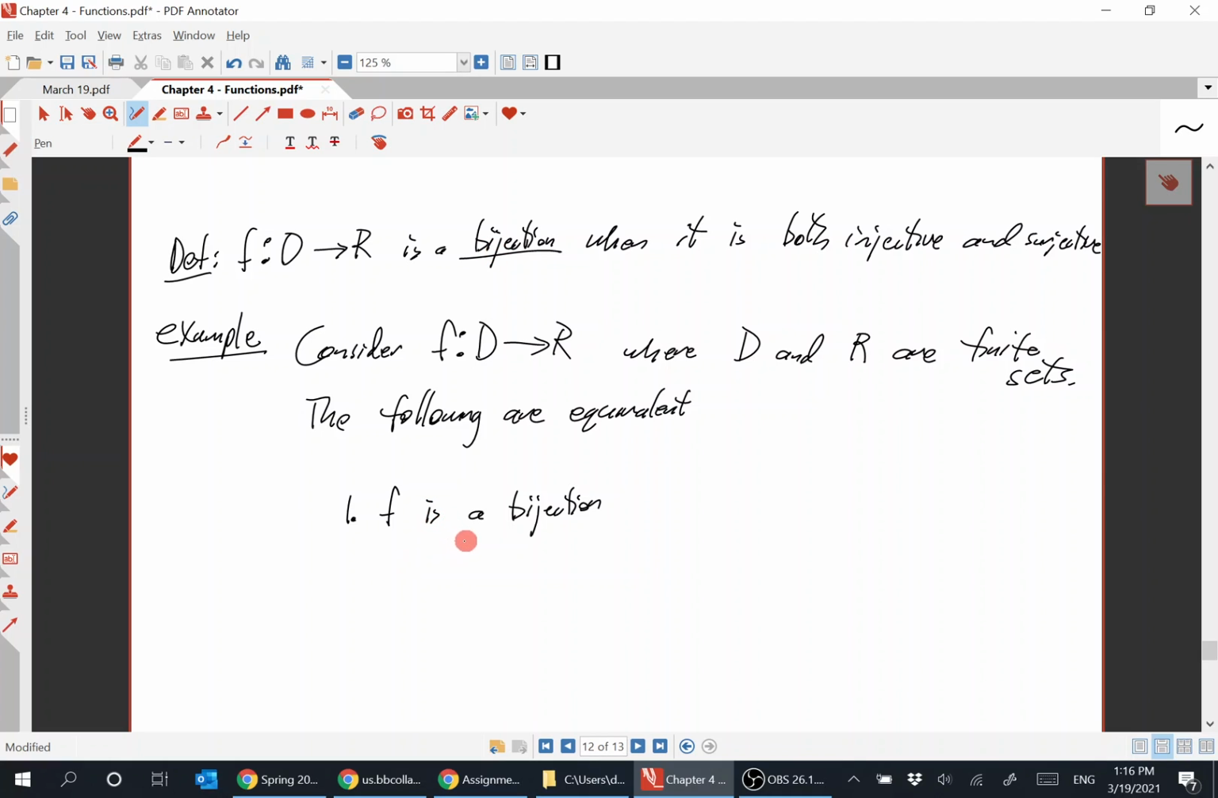So consider a function F from D to R, where D and R are finite sets. The following are equivalent: F is a bijection, F is an injection, F is a surjection. Or F is bijective, F is injective, F is surjective. So injective and surjective gives you bijective, but with finite sets you only need one of them. Once you get injective, then you get surjective automatically. Once you have surjective, you get injective automatically, and therefore bijective automatically. So we'll prove this: 1 implies 2, 2 implies 3, 3 implies 1. Okay? But next time.